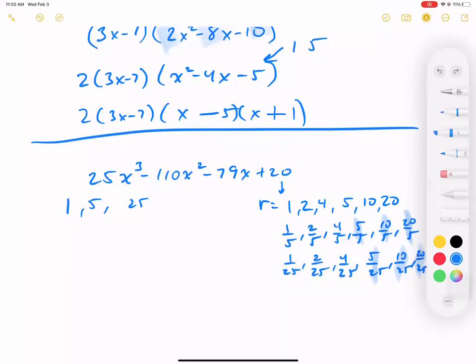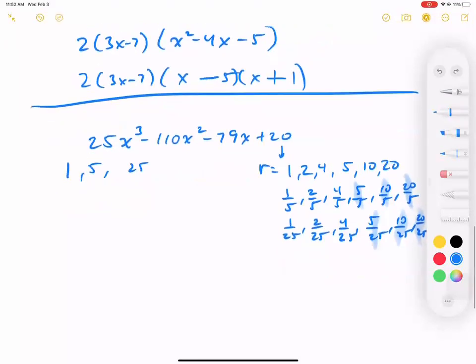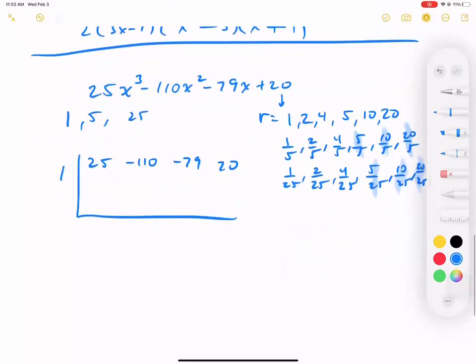So for this problem, I would go ahead and just go through it: 25, negative 110, negative 79, and 20. The problem with this is it has kind of big numbers. But I'm going to show you that we're either going to hit it or miss it pretty badly. We'll try 1 first. This is where you can practice, or you can just watch me fail a lot.